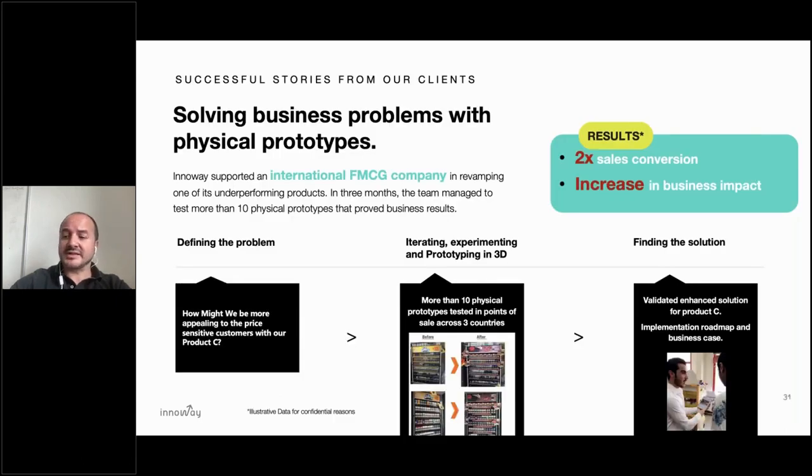When it comes to the design sprint, we've used it in other areas. In this case, we used it to solve physical problems, where we doubled the sales conversion and increased the business impact. This was for an FMCG company, where we revamped the whole way of selling this particular product.